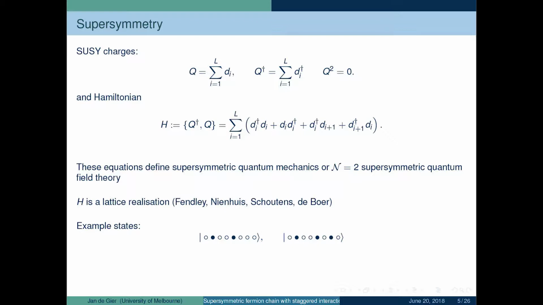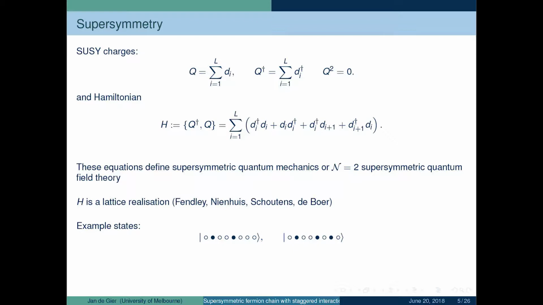With those operators, you can write down what turn out to be SUSY charges. So you can write down this operator Q as a linear sum of these annihilation operators D of fat fermions, and likewise the creation Q dagger, a sum over creation operators, and you can check that Q squared equals 0. And you can write down a supersymmetric Hamiltonian as the anticommutator of Q dagger and Q, and if you work it all out, you'll find that it has these terms.